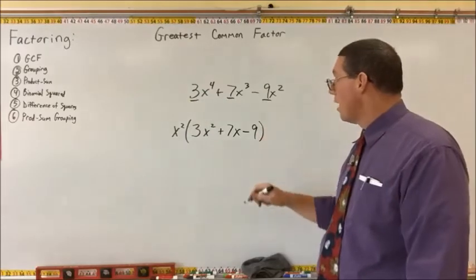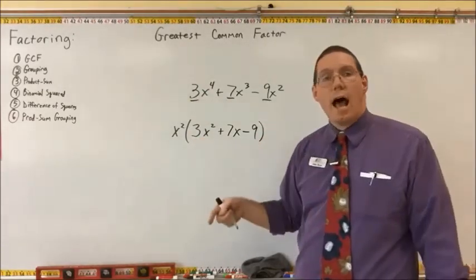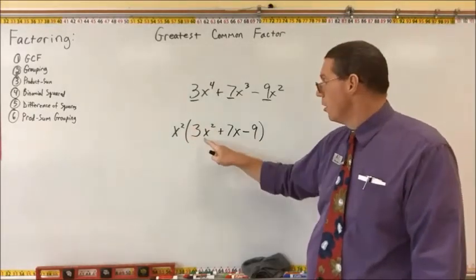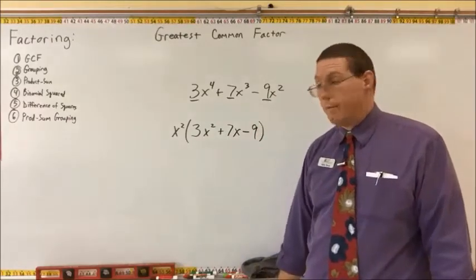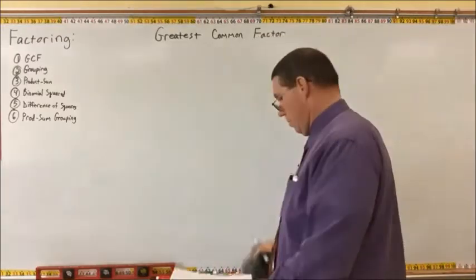And if you do it correctly, then whatever is inside the parentheses is not factorable with a greatest common factor. Okay, so look, variable, variable, no variable. It looks like we did it correctly. Okay, all right, let's see here.